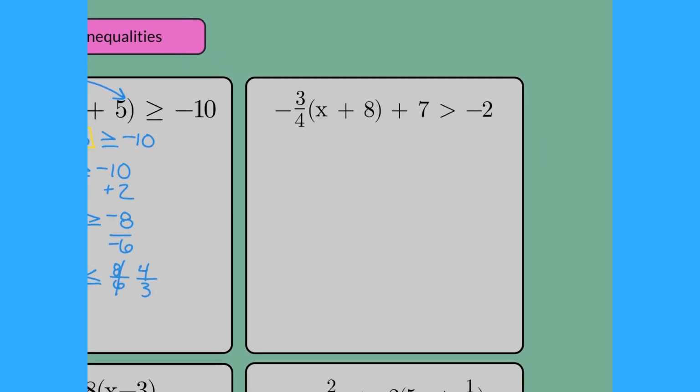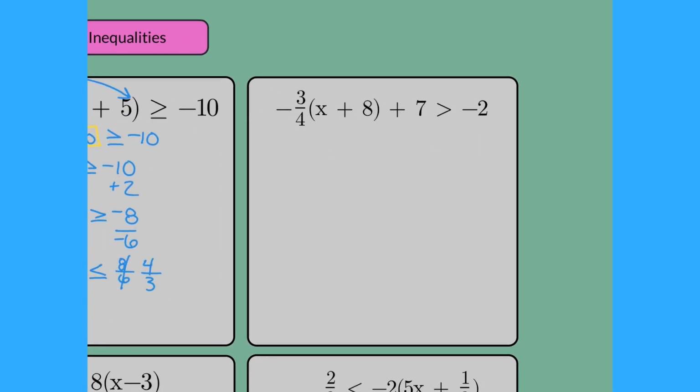And then the next one, with a fraction, we're still going to treat it the same way. So I'm going to do this distributive property first, and this is a distributive property, the negative 3/4 being multiplied by just what's inside the parentheses. So that plus 7 is not part of the distributive property. We're taking negative 3/4 times x is negative 3/4 x. And then negative 3/4 times 8 is going to be negative 6. And I just drop down that plus 7, greater than negative 2.